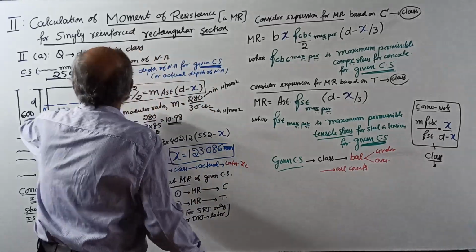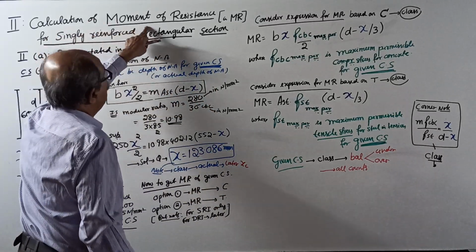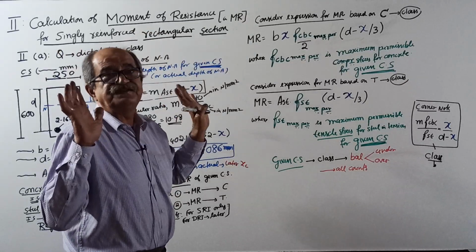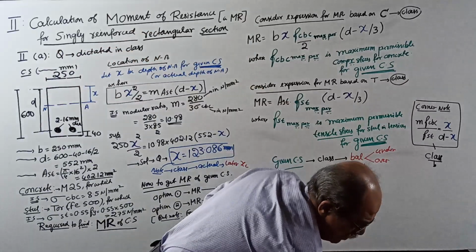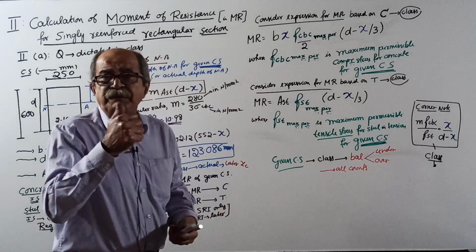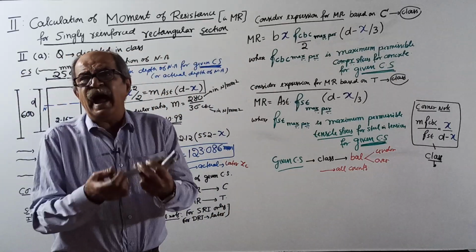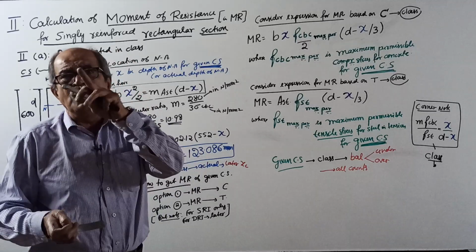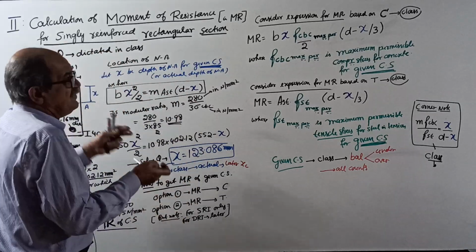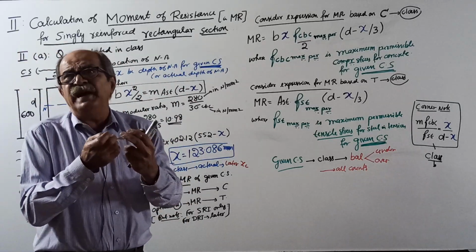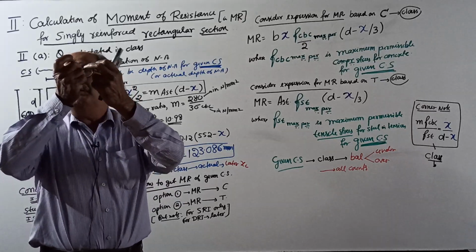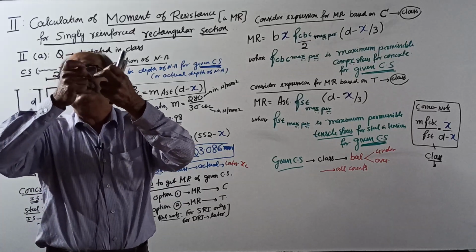Today's class heading: calculation of moment of resistance. Remember, moment of resistance means capacity. Last time, what you have done? You randomly applied a bending moment. That is Roman 1. Roman 2 is, don't apply a random bending moment. You apply the maximum it can resist.